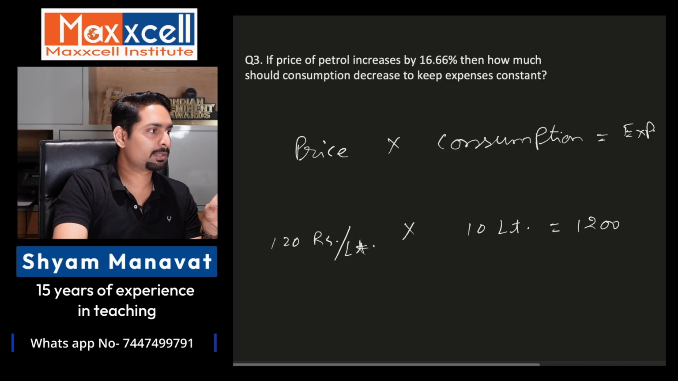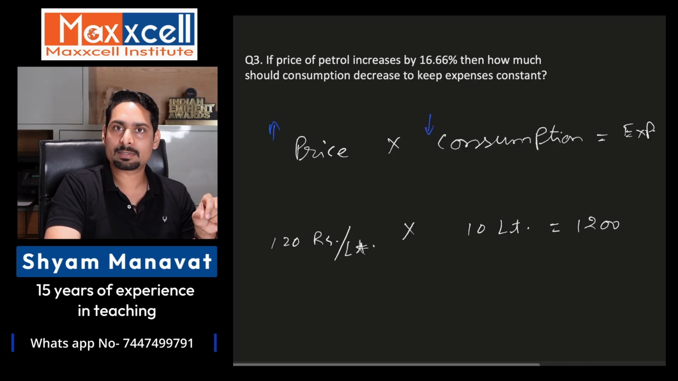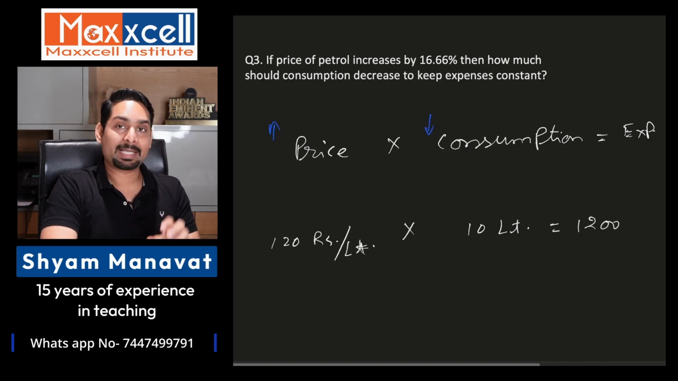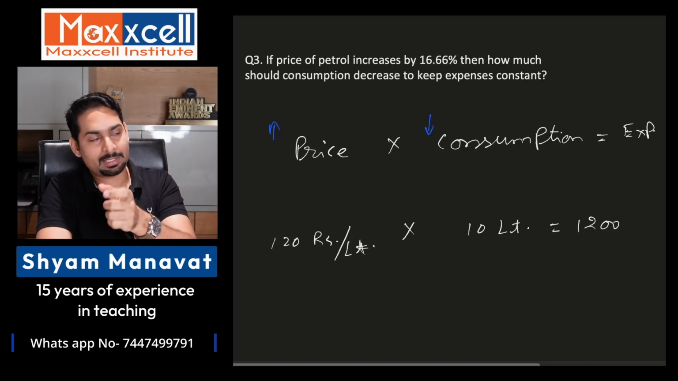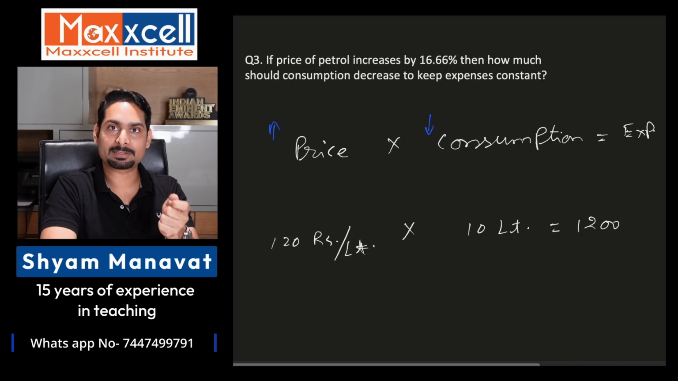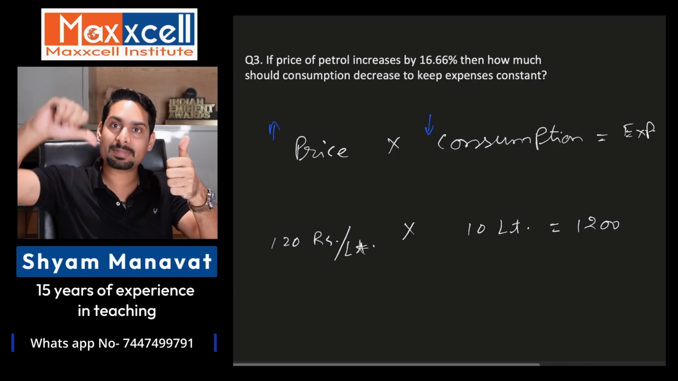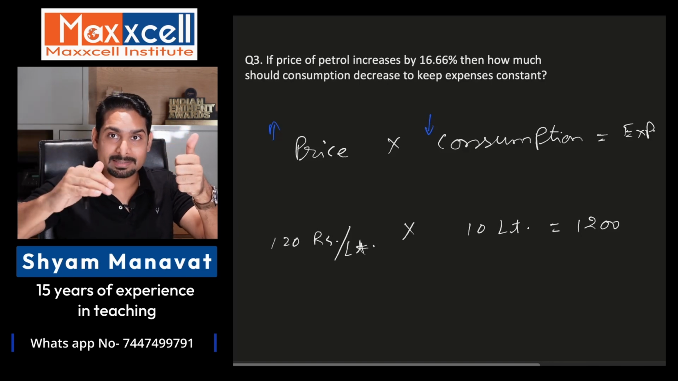In this question, it says the price increases. So by what percent should we decrease the consumption to keep the expenses the same? In such a condition also, our fraction percentage table will help you. So price increases, consumption decreases. Speed increases, time decreases. Right? Pressure increases, volume decreases. Okay.